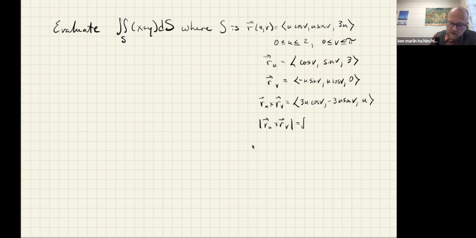And notice that we will have 3u cosine v squared and 3u sine v squared. So when we square those and put them together, we can just get 9u squared plus u squared. So that means, is that right? Yeah, that means that we have a square root of 10 times u, okay? Because the u values we're talking about are going to be positive, so we can drop the absolute value portion of it.